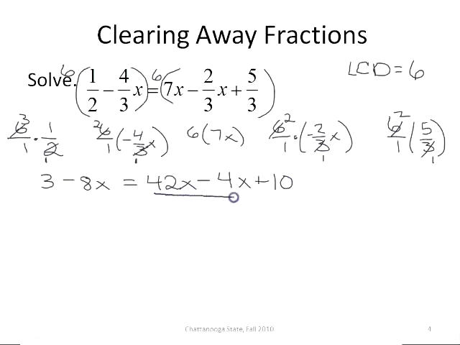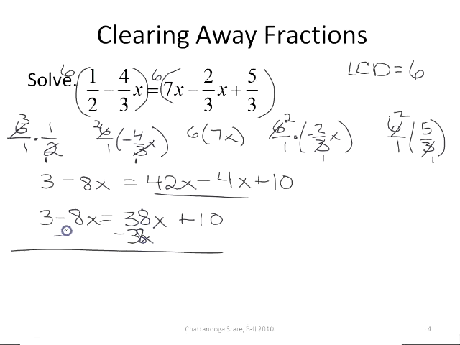Now, I solved this equation by collecting my like terms here. 3x minus 8x will equal 42 minus 4 is 38. So I'll have 38x plus 10. Now let's see, I want to get all the x's on one side of the equation. So let me subtract the 38x. So this will give me 3 minus 46x. Then on the other side of the equation, I just have the 10.